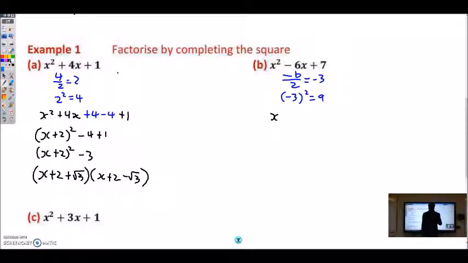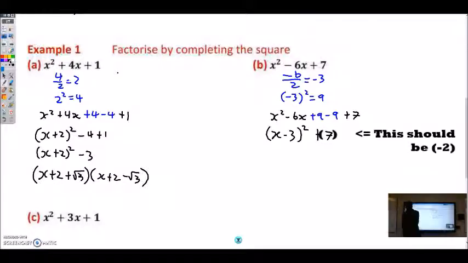So we're going to have x squared minus 6x plus 9 minus 9. And then we bring down the plus 7. This will become x minus 3 squared plus 7. And if you are wondering where I get this number here from, I am always getting it from half the coefficient of x. If you look at example A, it was x plus 2 squared because we had a positive 2 as half the coefficient of x.